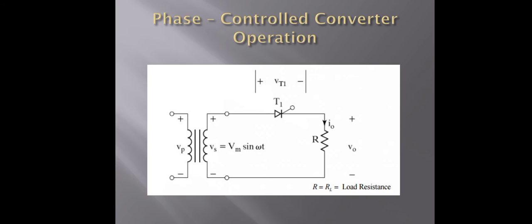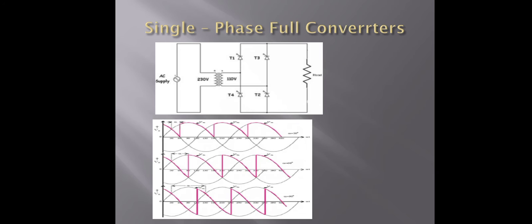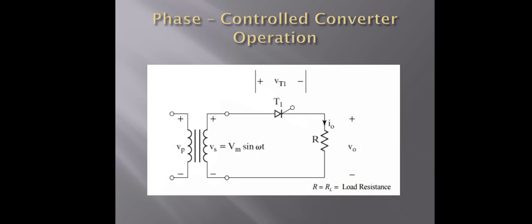Because the input anode is negative with respect to the cathode, it is reverse biased, and it gets turned on so the receiver's voltage appears only during the positive half cycles. Then the average value of output voltage can be varied by the firing angle.